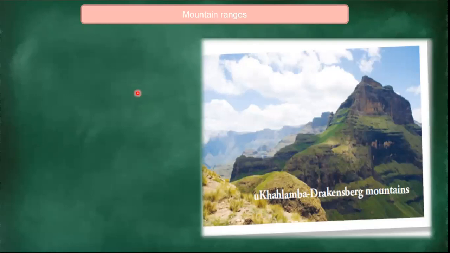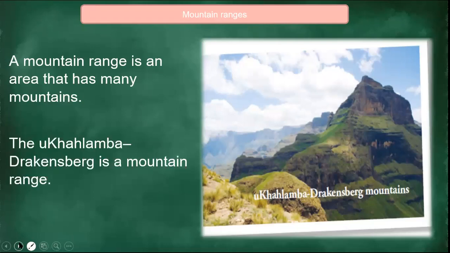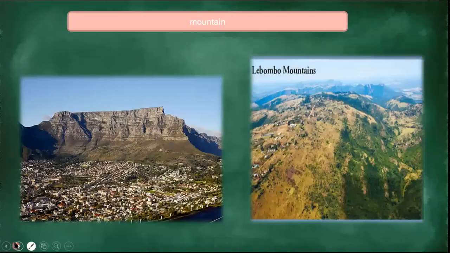Moving forward. A mountain range is an area that has many mountains. As you can see in the picture, there are many mountains. The Ukahlamba Drakensberg is a mountain range. So that is the Ukahlamba Drakensberg Mountains. Okay. We have a mountain. What is a mountain? What is a mountain?